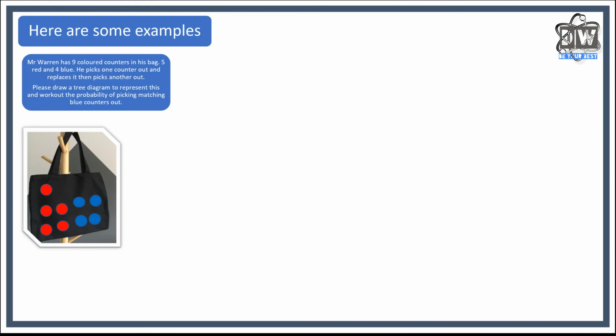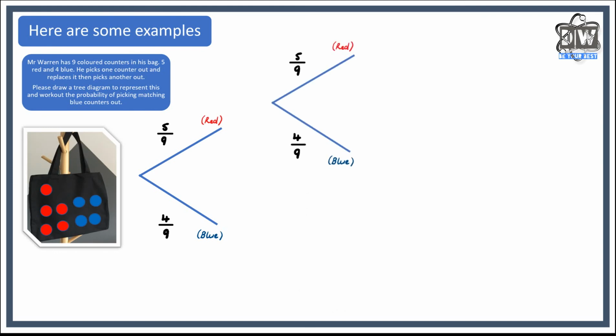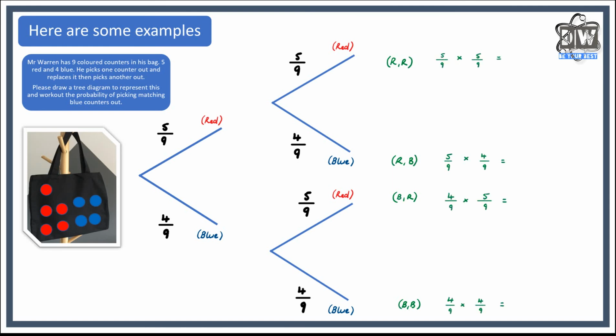I've got my five reds and my 4 blues. I'm going to do my tree diagram to represent this data. I'm going to give all the possible outcomes, and then I'm going to work out what the actual probability of getting them all is. Now, we have got the question, which is, please draw a tree diagram, represent this, and work out the probability of picking matching blue counters.